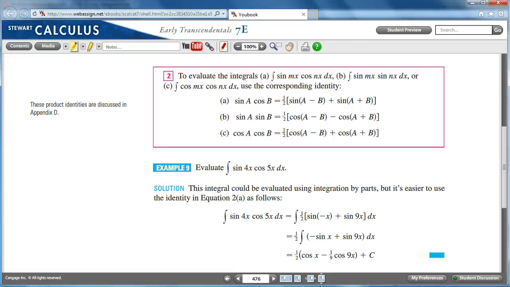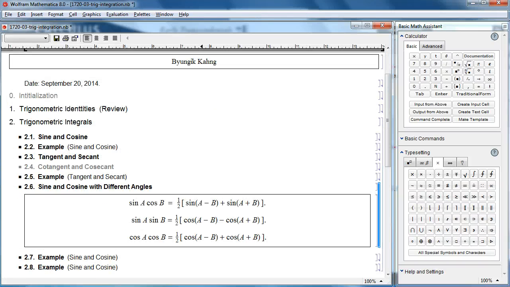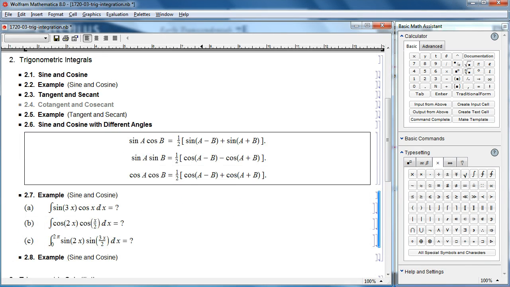And how do we handle this kind of problem? Well, let's do that using my Mathematica notebook. Okay, I summarized this one again in this lecture note, and here's some more problems. How do we handle integral of, say, for example, second problem, cosine of 2x times cosine of half of x?